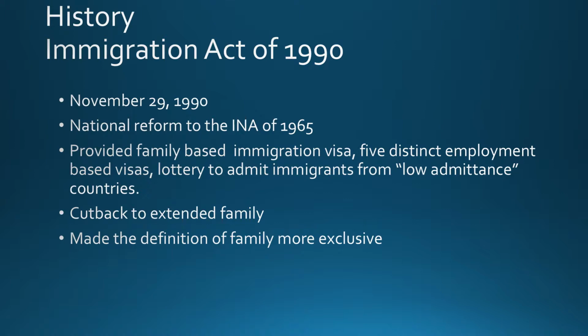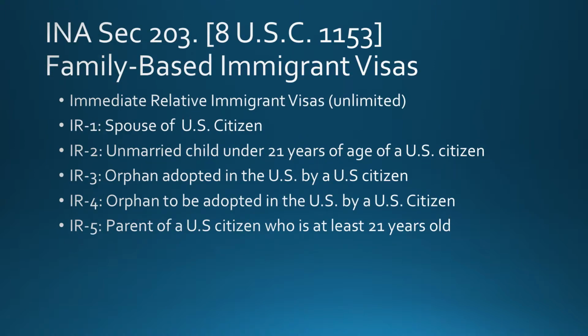The act expanded the number of family-based visas allotted per year, but to do this, it also made the definition of family more exclusive by limiting it to immediate family members only. There are 2 groups of family-based immigrant visas. The first one being immediate relative immigrant visa. This visa type is based on a close family relationship with a United States citizen, described as an immediate relative. That's what the IR stands for on the side of the screen, IR 1 through 5.